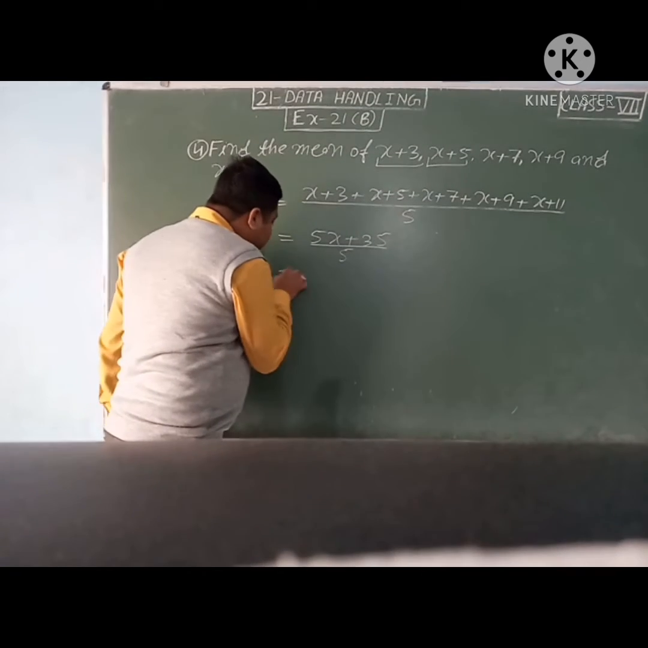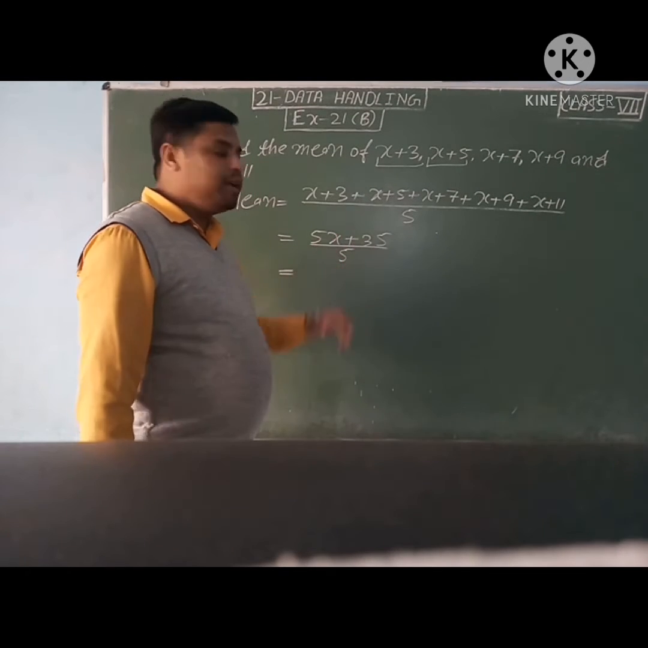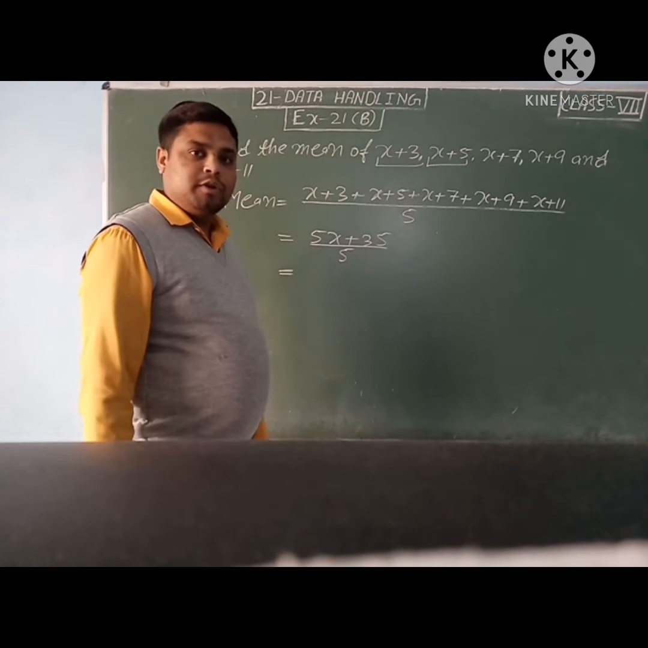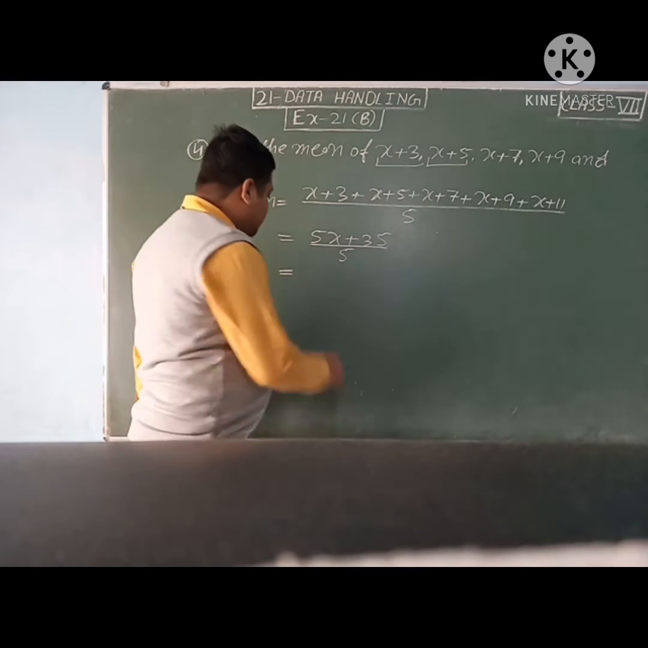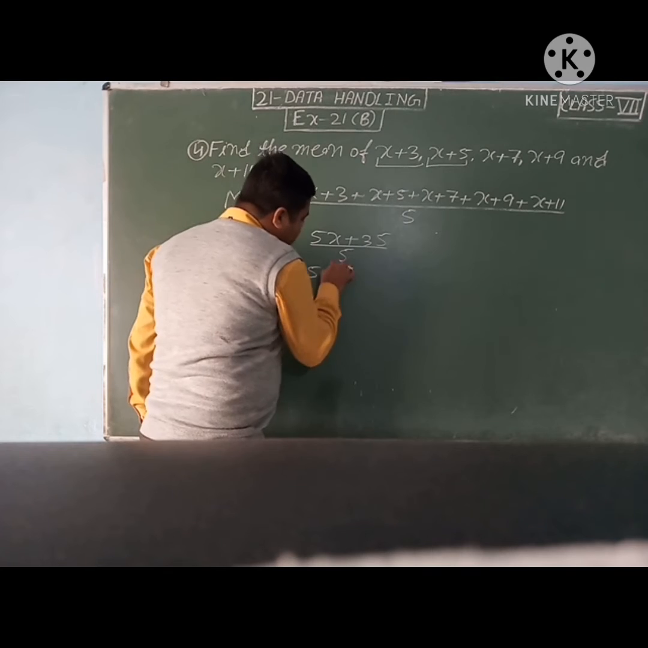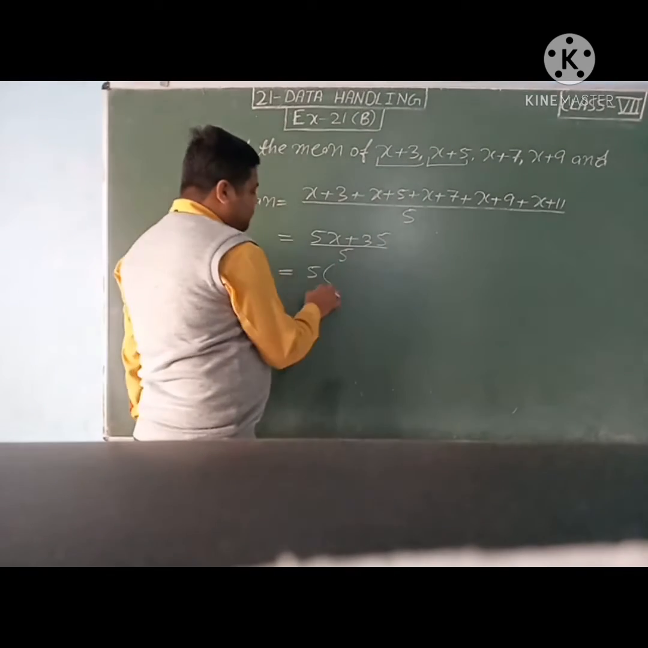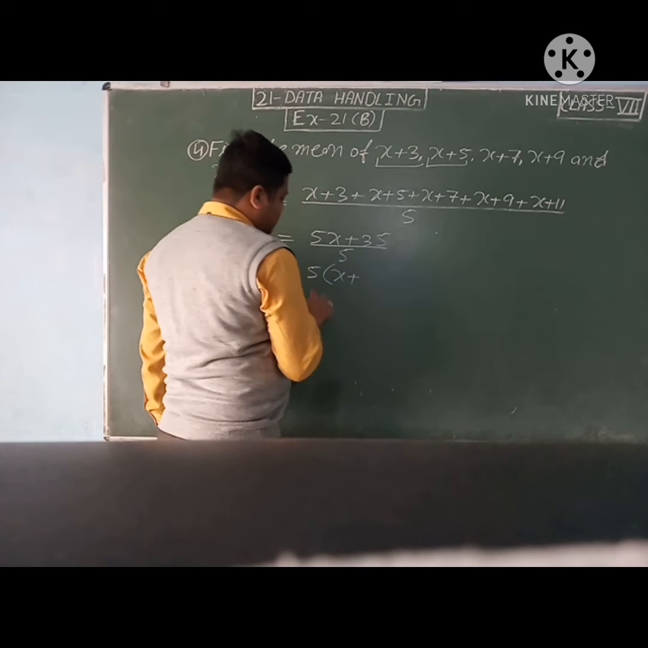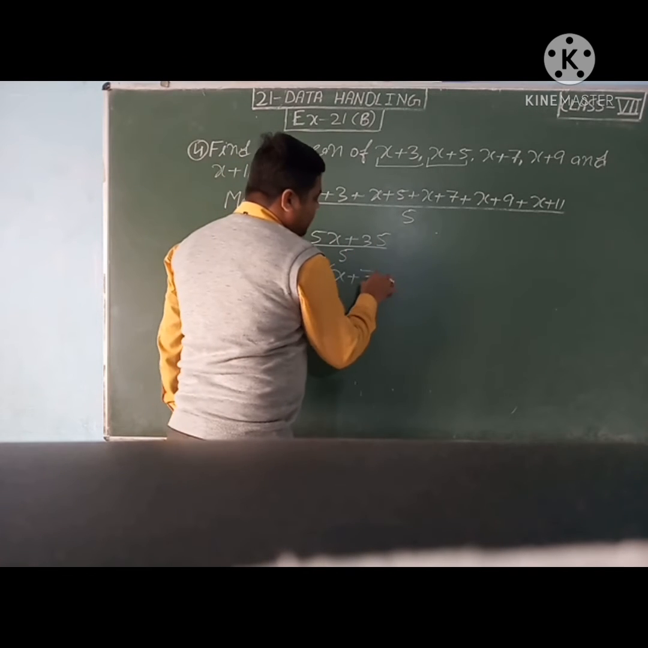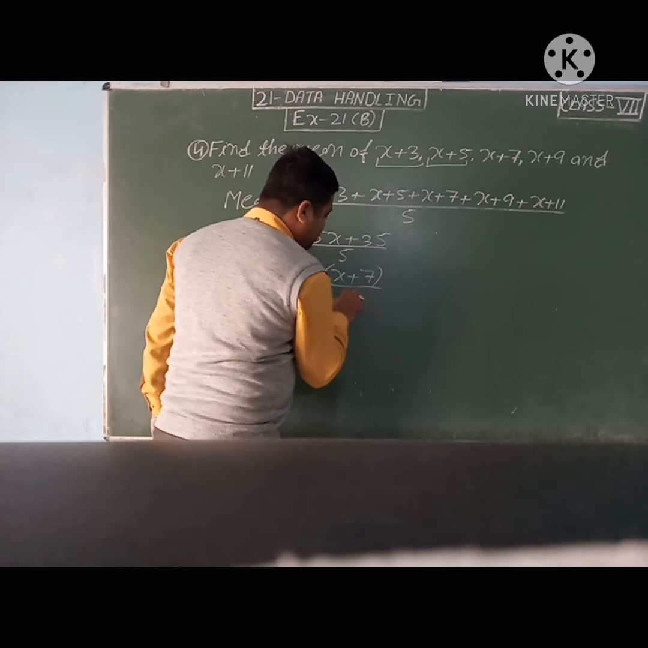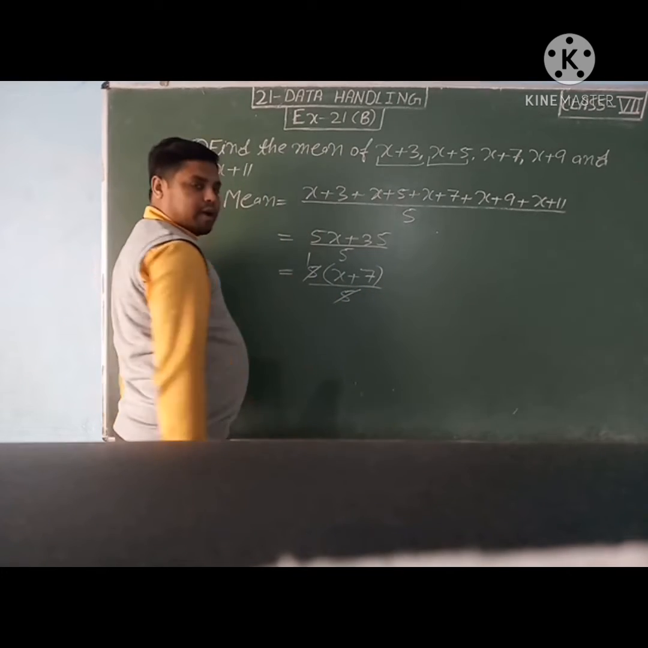So students, as you can see, in 5x and 35, 5 is common. So we can take 5 common. Now divide 5x by 5. What will we get? 5 1s are 5, x, plus 5 7s are 35, upon 5. So 5 1s are 5.